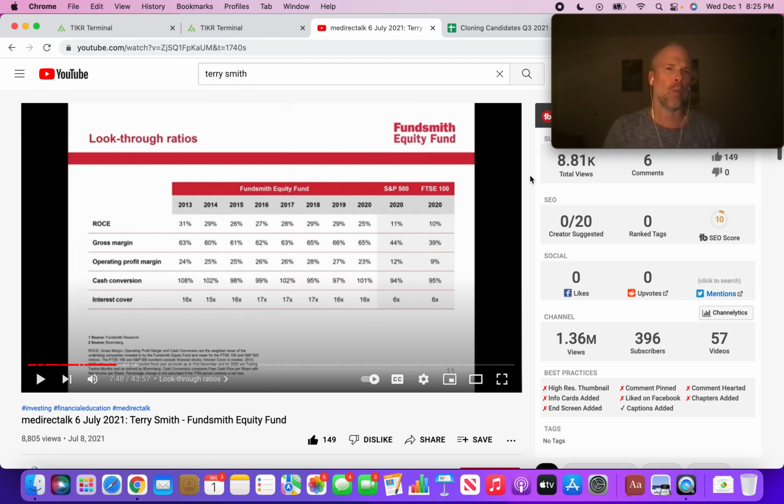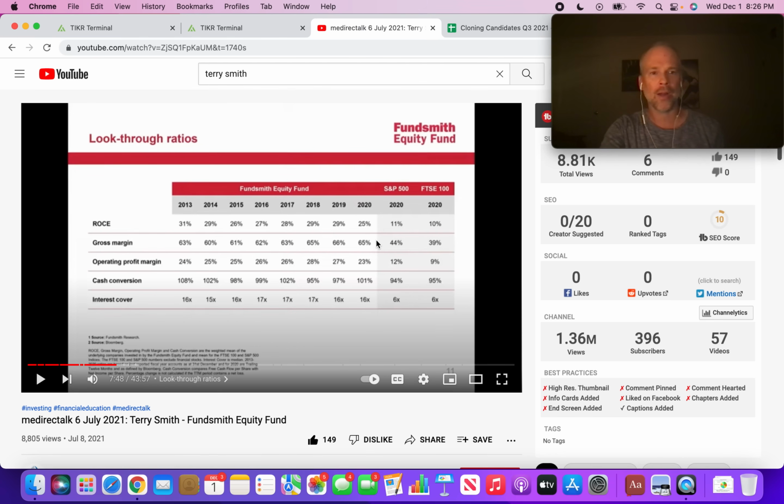And so I thought, well, what could I include in something like TIKR Terminal to develop a screener that would return some of these Fundsmith type companies. So there's a few different metrics I'm going to use in TIKR Terminal for my screener. The first is return on invested capital. Now there's a number of different nuanced ways to calculate return on invested capital and return on capital employed, which is what Fundsmith talks about. The weighted average for Fundsmith companies in 2020 is 25% for return on capital employed.